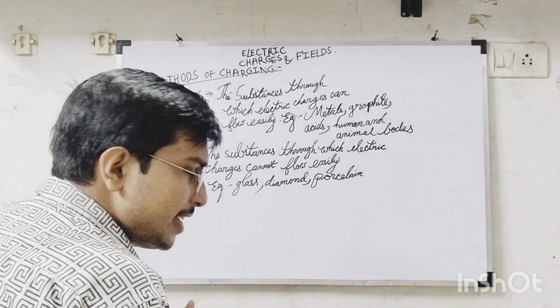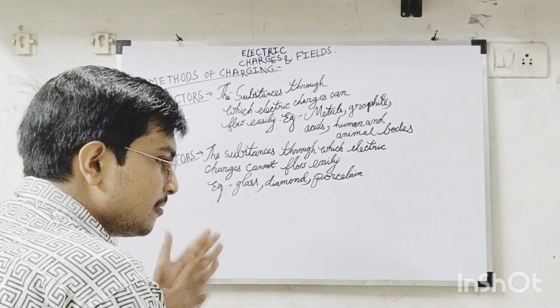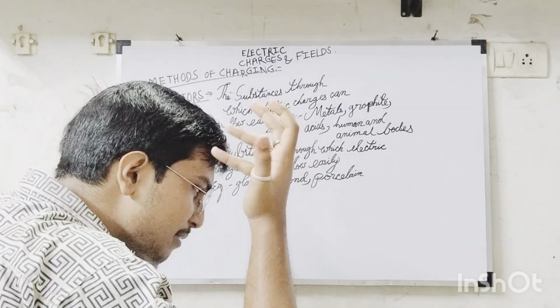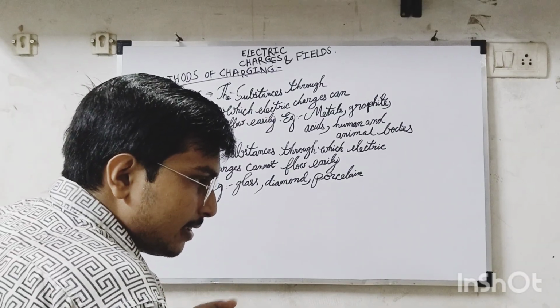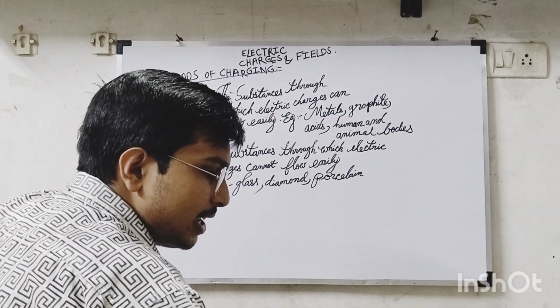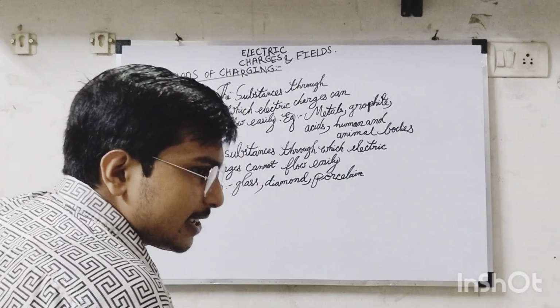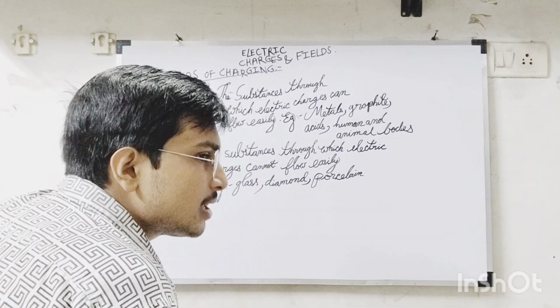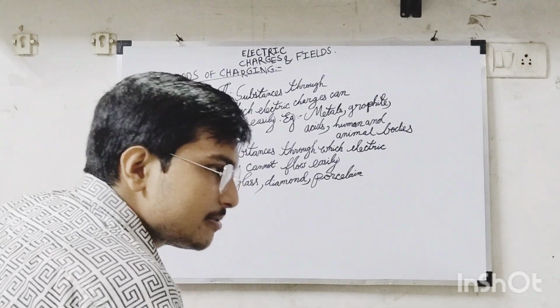Now, friction: you already know that by rubbing you can get a charge. We will come to the examples. One practical example is rubbing dry hair with a plastic scale, and then you put the scale near small bits of paper and they will get attracted to it, because the scale gets a charge.